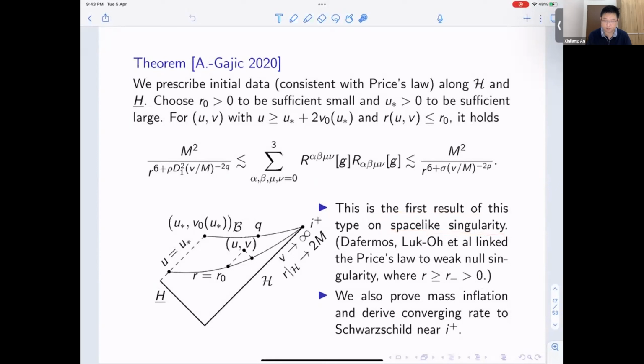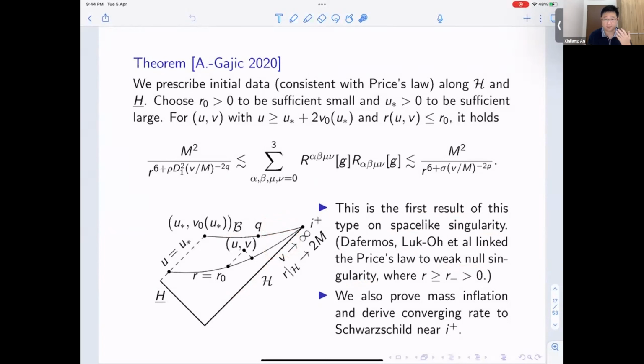Before the work by Mihalis Dafermos and Jonathan Luk and many other authors, they linked the Price law along the event horizon to the weak null singularity, where the radius still has a lower bound. But here we related the Price law to the really strong spacelike singularity. And moreover, we also derive the mass inflation here, and also derive the converging rate of the metric to the Schwarzschild metric here. This is the work with Gajic.